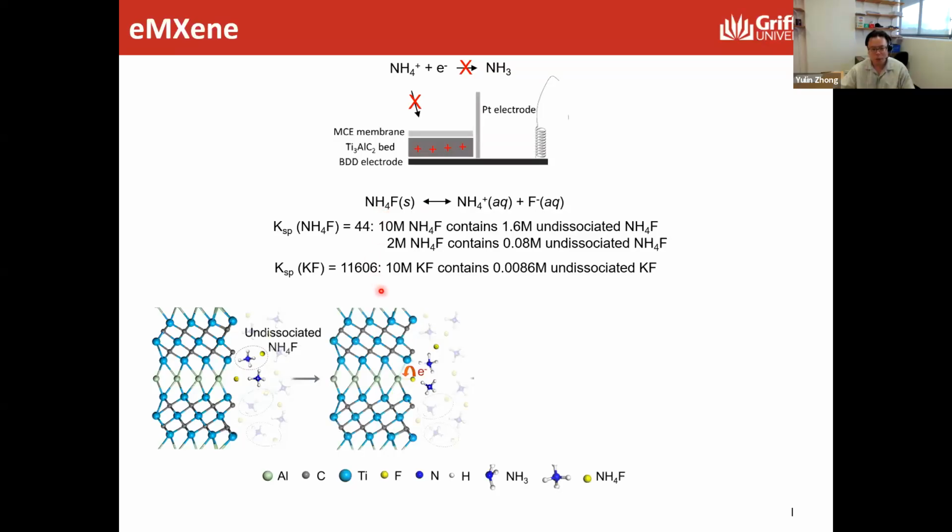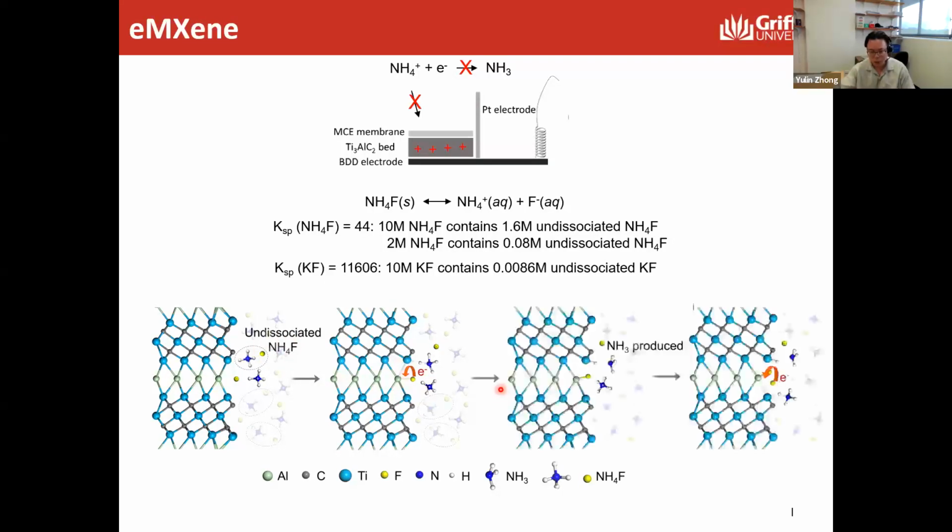So we hypothesize that the reaction goes like this. The presence of this undissociated ammonium fluoride helps in the reaction. First, the fluoride anion comes to form a bond with the aluminum. After forming this bond, the aluminum-titanium bond should break, but this titanium would then need to grab something to form another bond, and it forms another bond by grabbing a hydrogen from this undissociated ammonium fluoride.